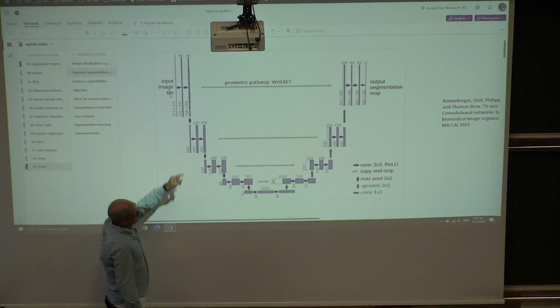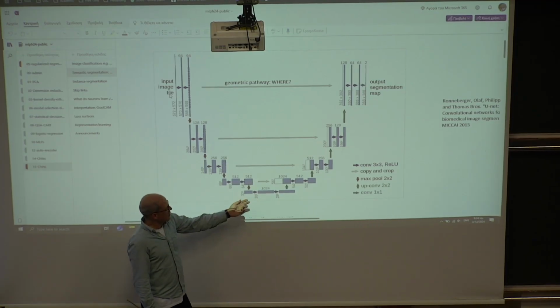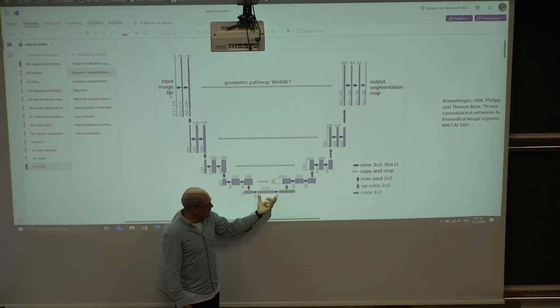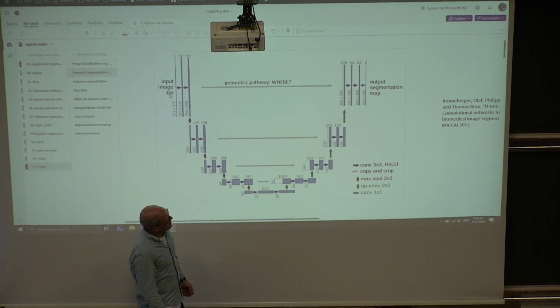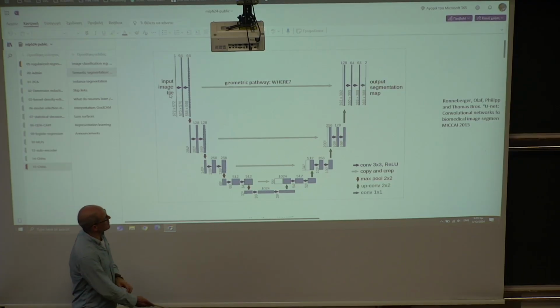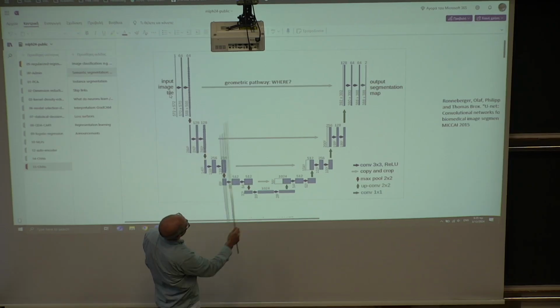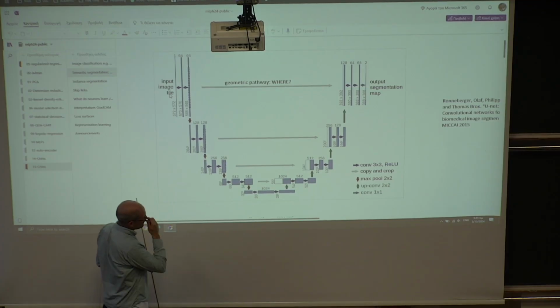And so down here, this is also called the semantic pathway. So here we have low spatial resolution, but very rich description. And this helps deciding what is happening in that region. Is this a spleen or is it a liver? But then for segmentation, we want to precisely delineate the border of the region. And for this, we need the high resolution. And this is called the geometric pathway. And indicated by this arrow here is a skip link.